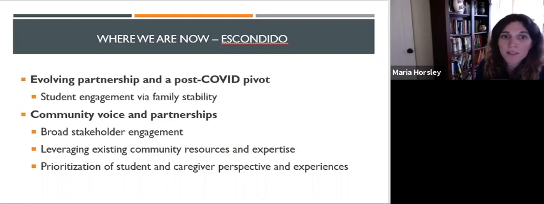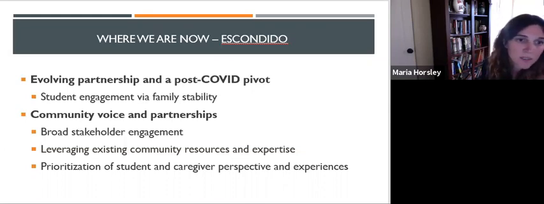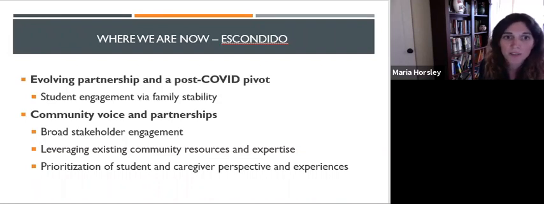community resources and expertise as we begin to more broadly conceptualize how to support student engagement from a family stability perspective. This isn't, of course, new knowledge that basic needs need to be met and that students need to feel safe and secure in order to learn effectively, but this reality is legitimately magnified right now.